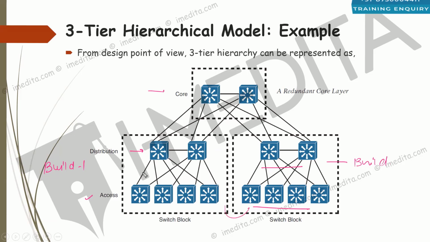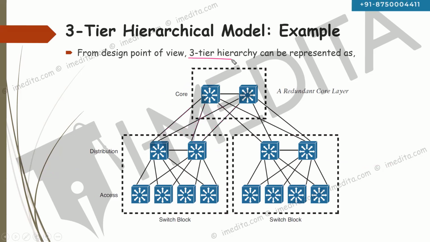Then, considering that it is a very big campus network, we have a core layer. We have 2 switches at the core layer, and we have added the connections from building 1 to building 2 via that core layer. So from the design point of view, the 3-tier hierarchy can be represented like that. This is going to be called a switch block, and the core layer.